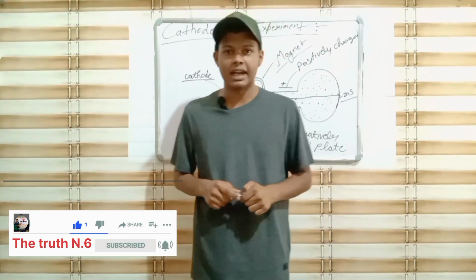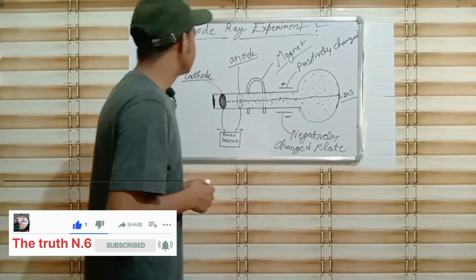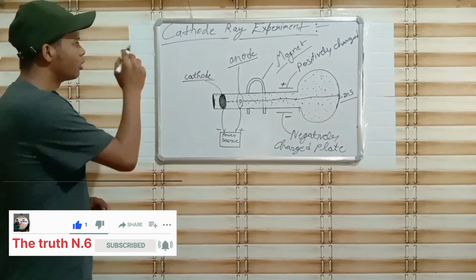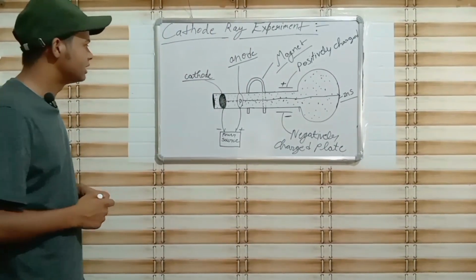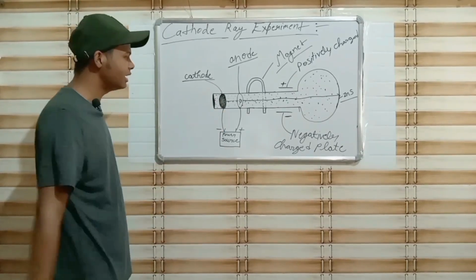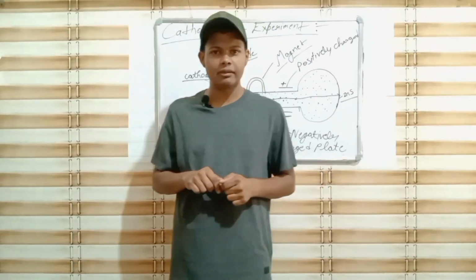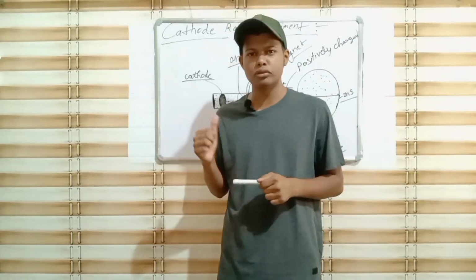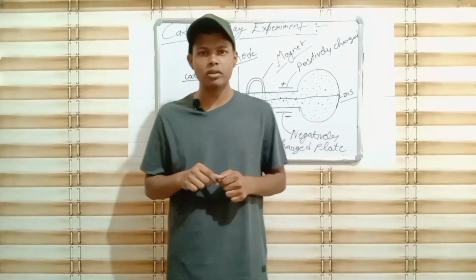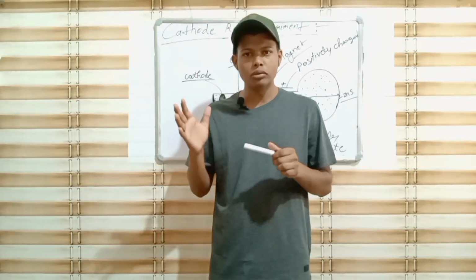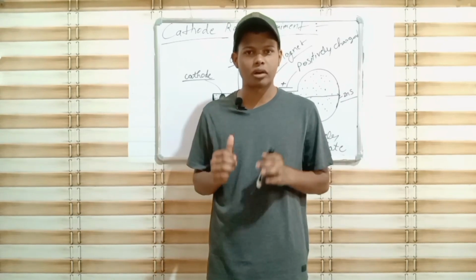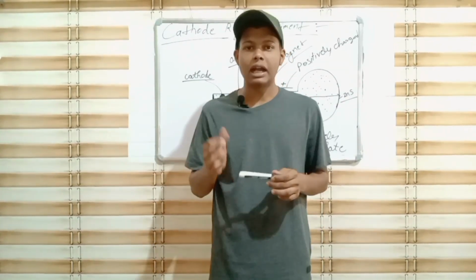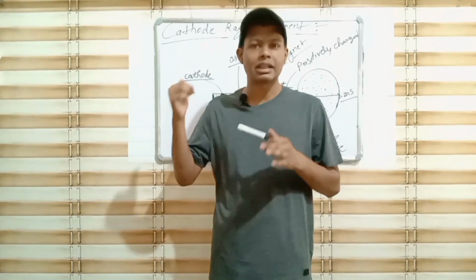The topic of this video is the cathode ray experiment. This is the diagram of the cathode ray experiment. In 1897, J.J. Thomson did this experiment to find the electrons. In this video, I will tell you how J.J. Thomson found the electron by this experiment and what the cathode ray experiment is.